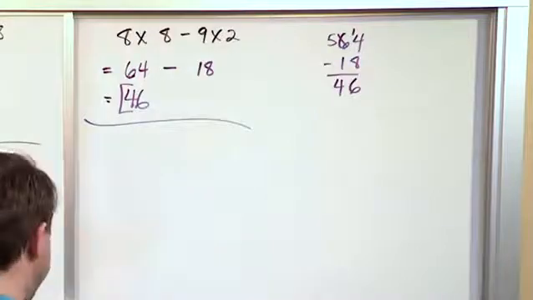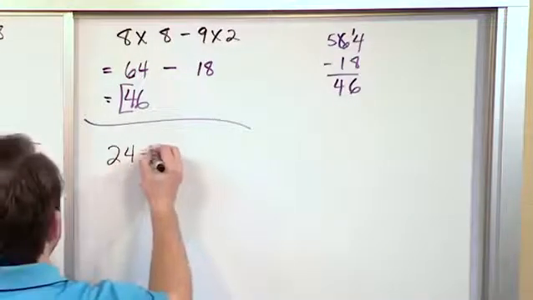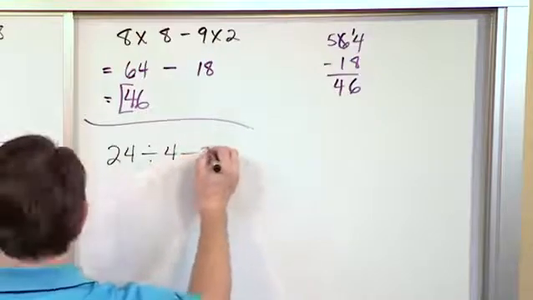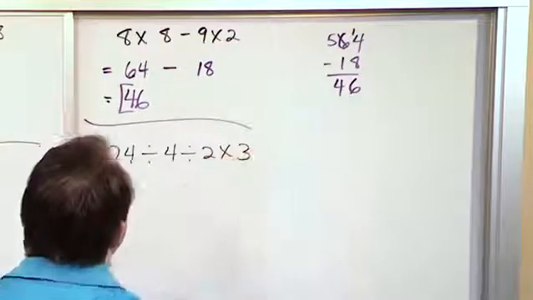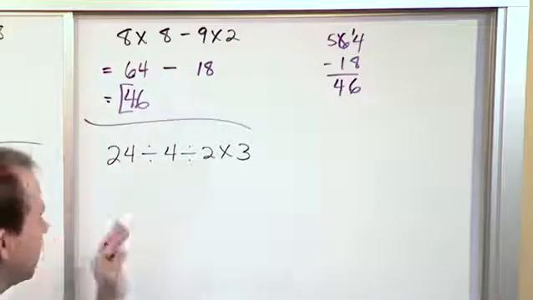Now, what if we have 24 divided by 4 divided by 2 times 3? Here's where left to right is going to become even more important, okay? We first look for parentheses.